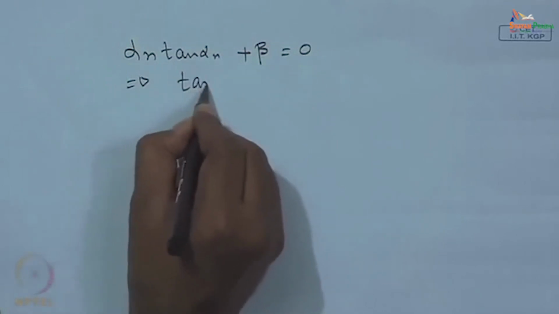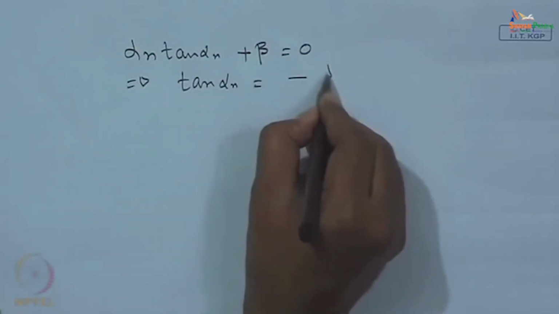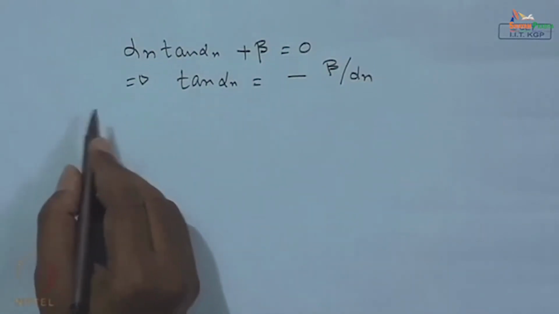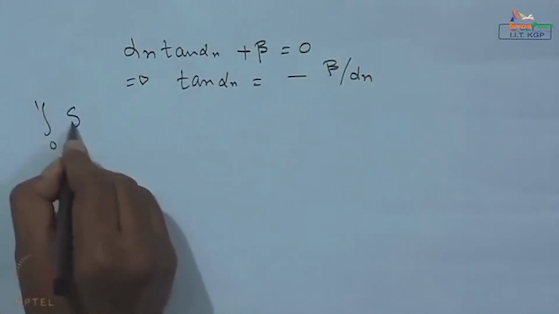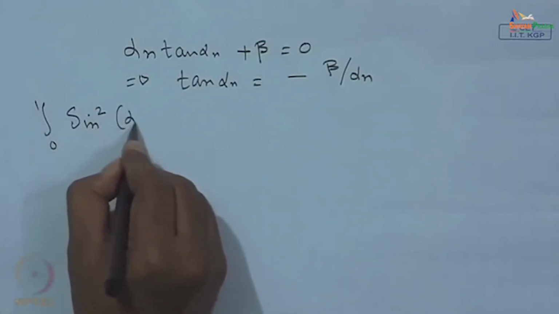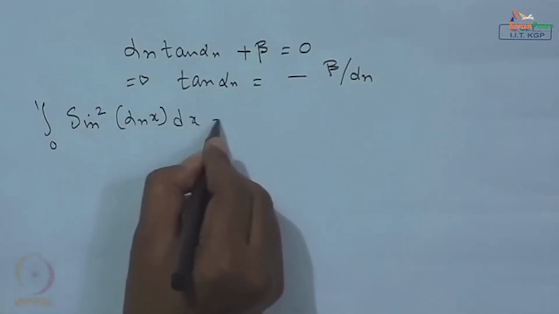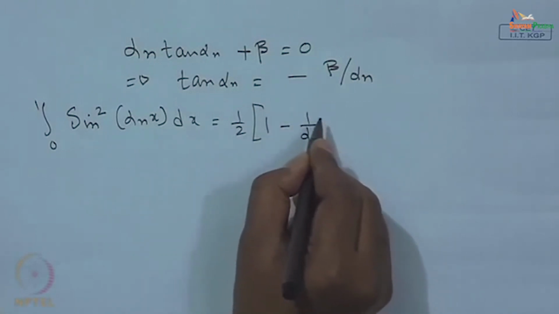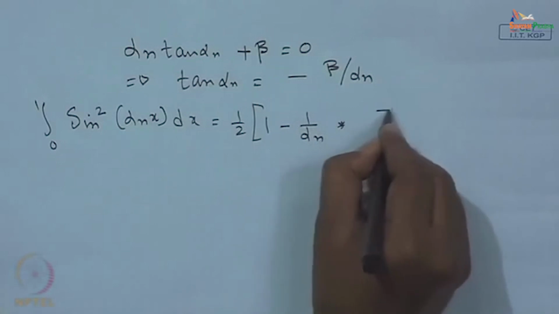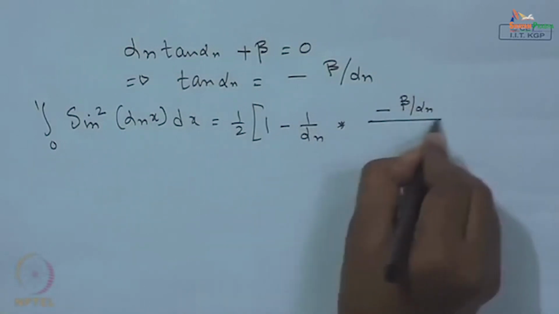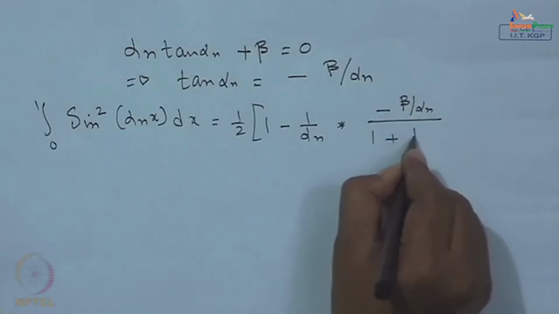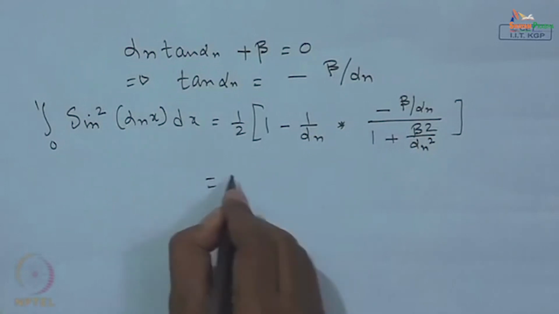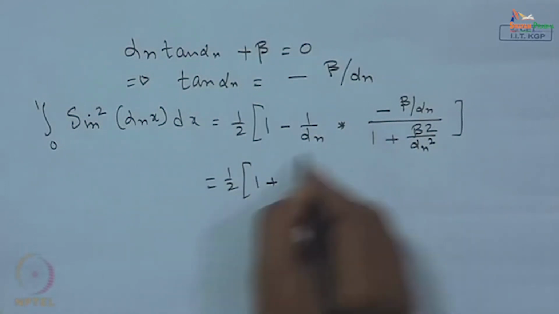So, we can get an expression of tan alpha n from here, minus beta by alpha n. So, we are going to substitute it there. The integral from 0 to 1 of sin square alpha n x dx is equal to half times 1 minus 1 over alpha n, tan alpha n, which is minus beta by alpha n, divided by 1 plus tan square alpha n, which is beta square by alpha n square. So, what we get is half times 1 minus minus plus.